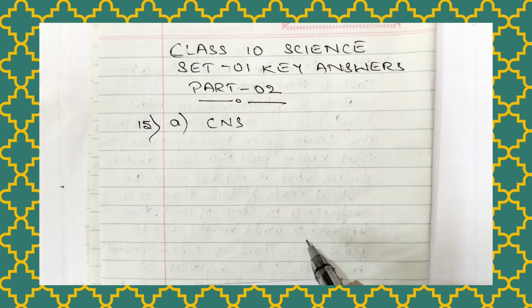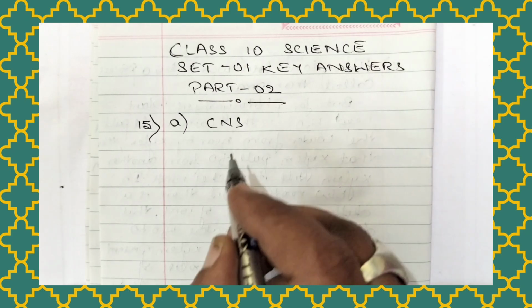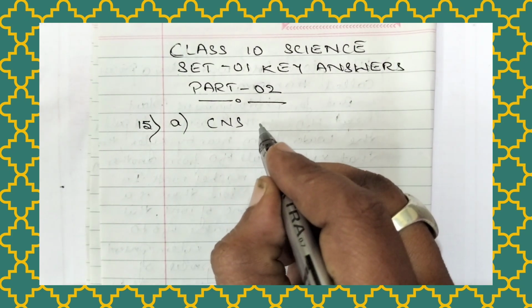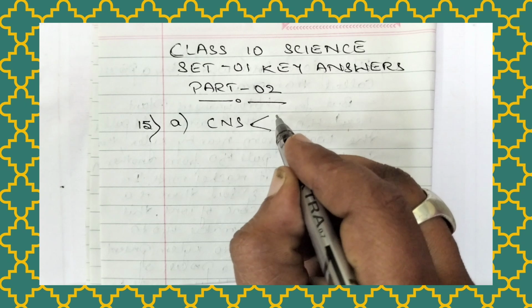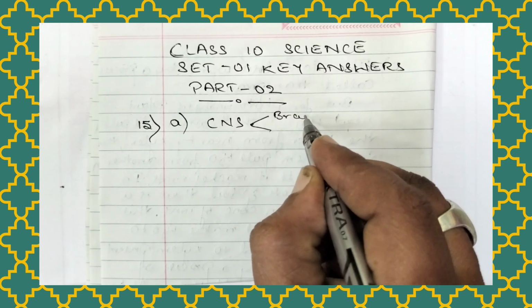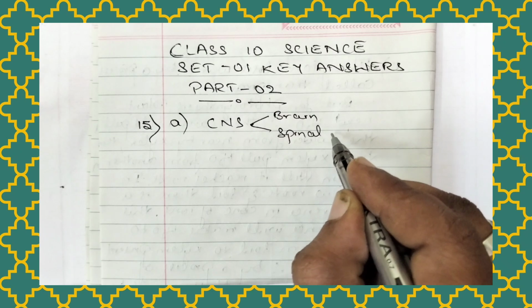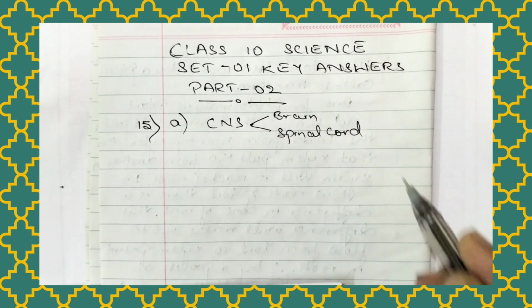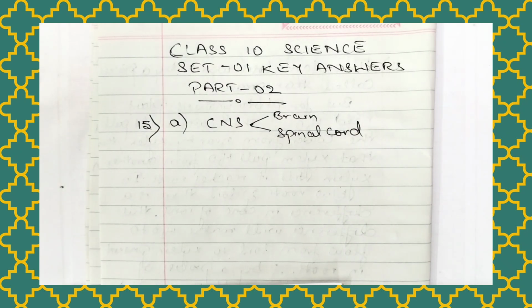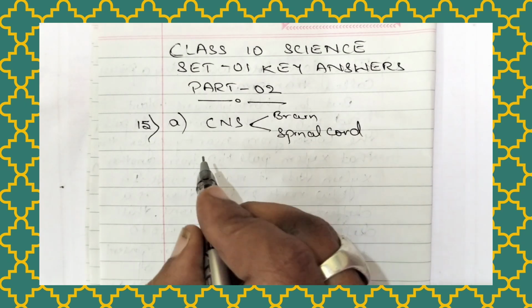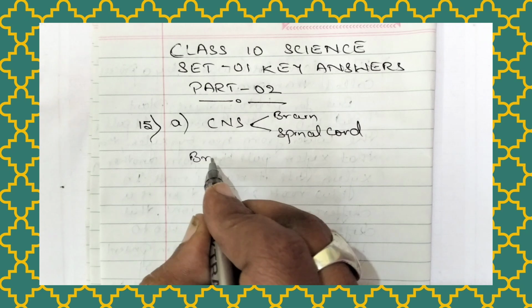So the central nervous system consists of two things: one is brain and another one is called spinal cord. So brain and spinal cord are the two constituents of central nervous system. So how are these components protected from injuries?